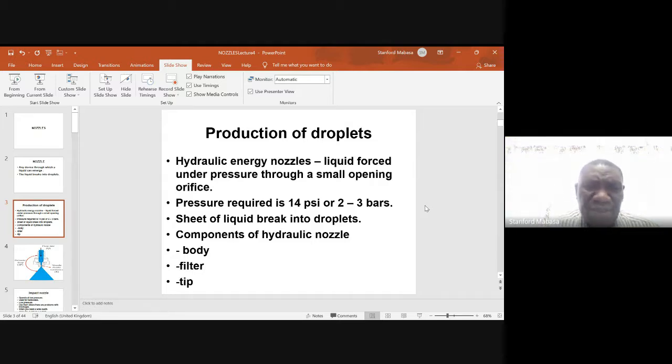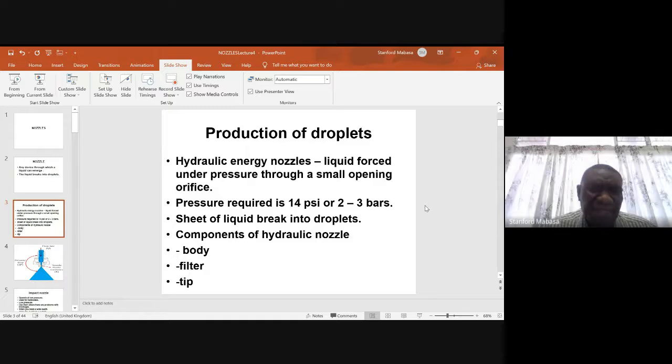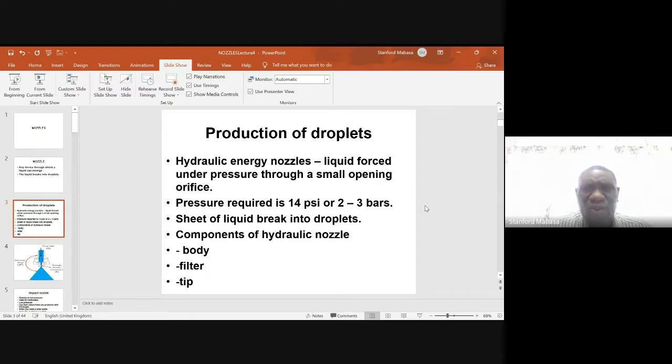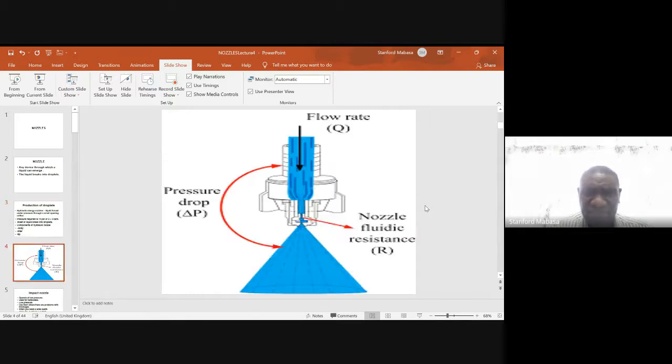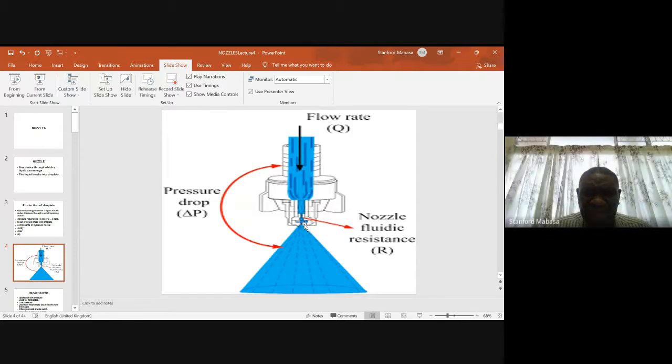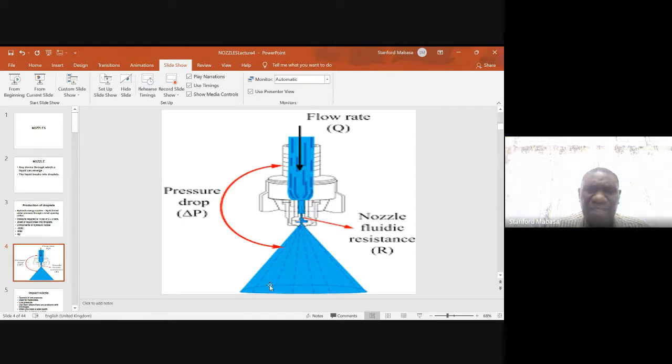And here are the components of a typical hydraulic nozzle. We have got the body, then you have got the filter and the tip. It is at the tip where you have a hole where the droplets emerge. So this is a typical nozzle. You've got the liquid which is forced through this pipe. As we progress, the pipe becomes very narrow, and at this end, it is very small. And what emerges are actually droplets.